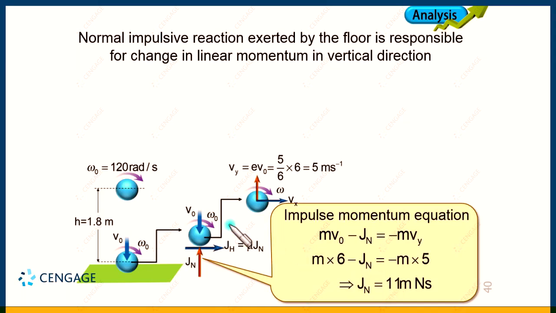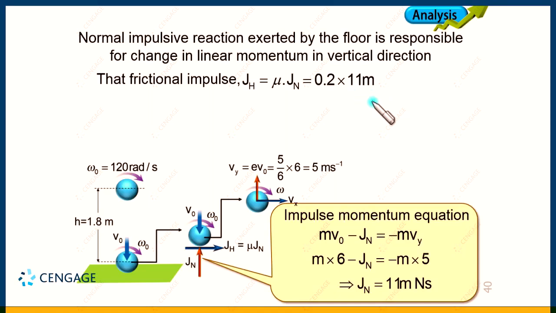Okay, now let us move to calculate the horizontal impulse. The horizontal impulse Jh is equal to mu multiplied by Jn, right? We can observe this in the diagram. Now we know the value of mu, that is 0.2, multiplied by 11 m. This is 2.2 m newton second, right? This is in the rightward direction.